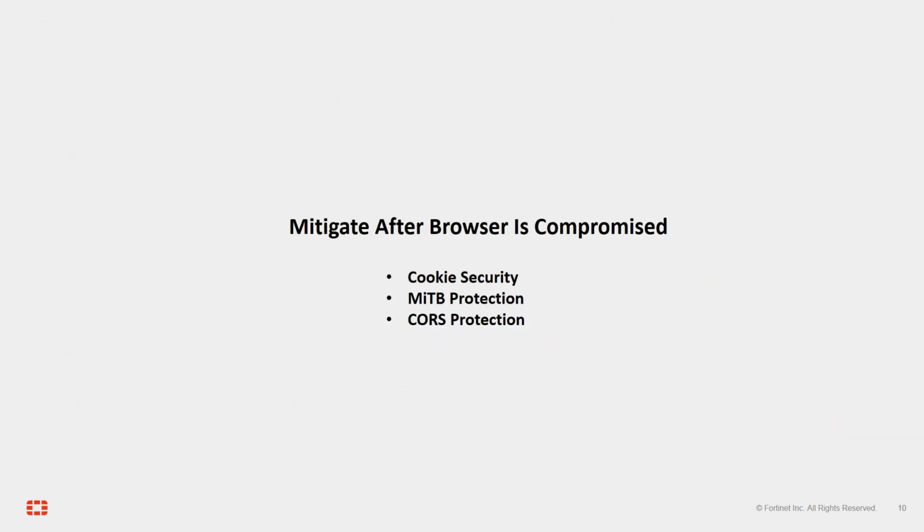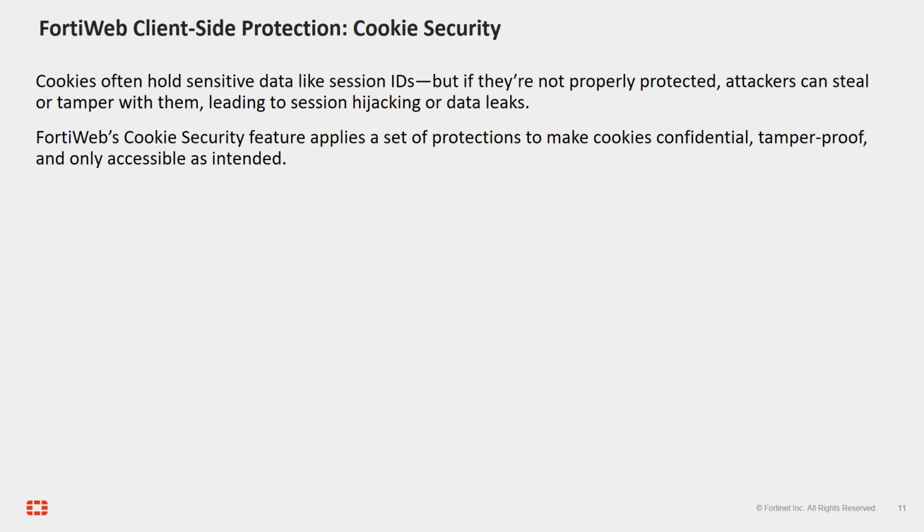In some cases, attacks can bypass browser-level defenses and compromise the client's browser. When that happens, it's critical to have protections in place that secure sensitive data, even in a compromised browser environment. FortiWeb addresses this with several key features: cookie security, MITB protection, and CORS protection. These defenses work together to minimize the impact of browser compromise and protect user data at every stage. Let's talk about cookie security.